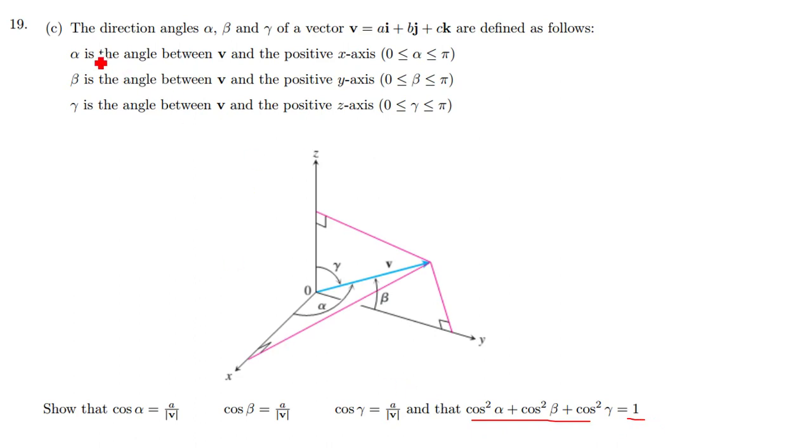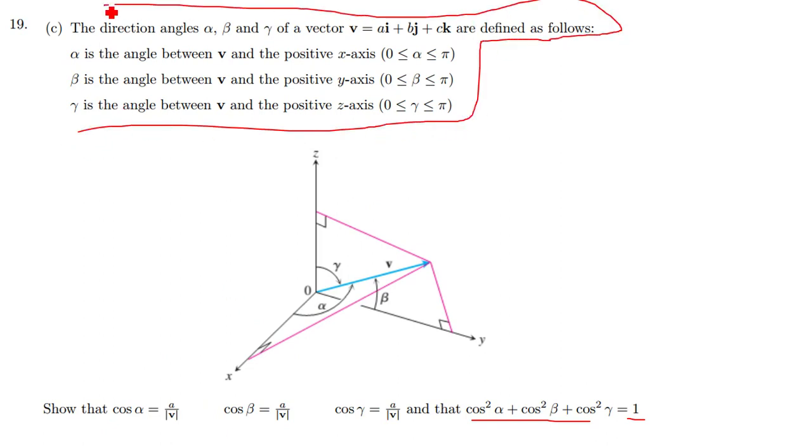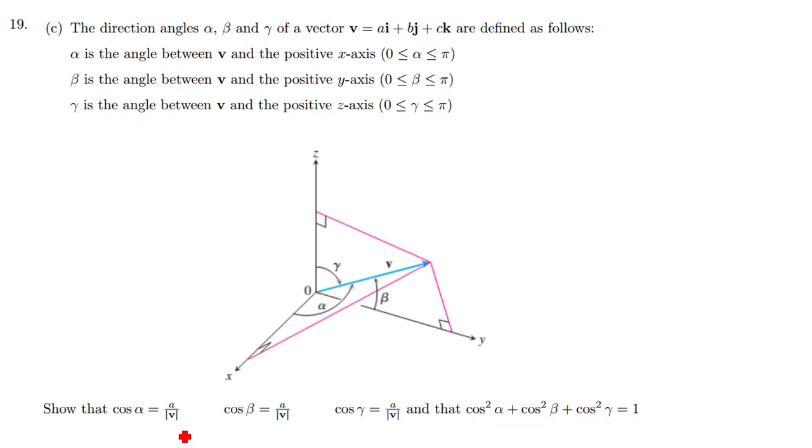So you've been told to say alpha is the angle between V and the positive x-axis. Okay. And then they're telling us that, having been given this information, we have to show that cos alpha is equal to that. So I explained this, but for the sake of revision, let me explain it again, for the sake of you understanding better.